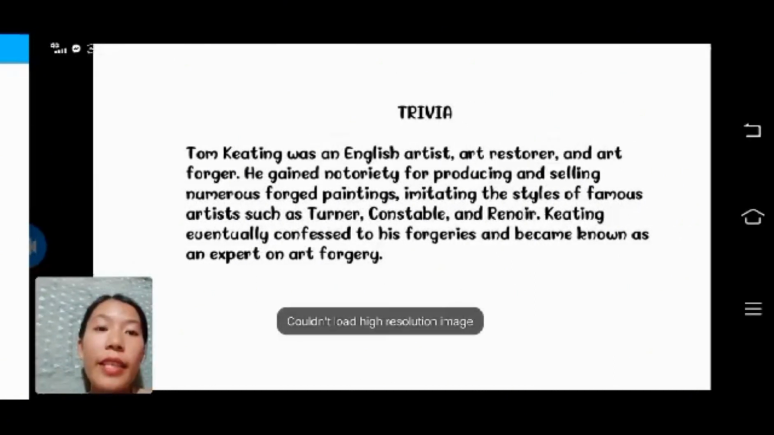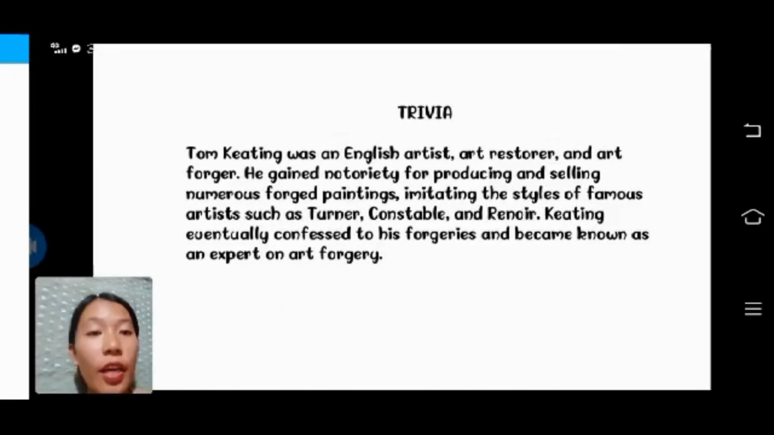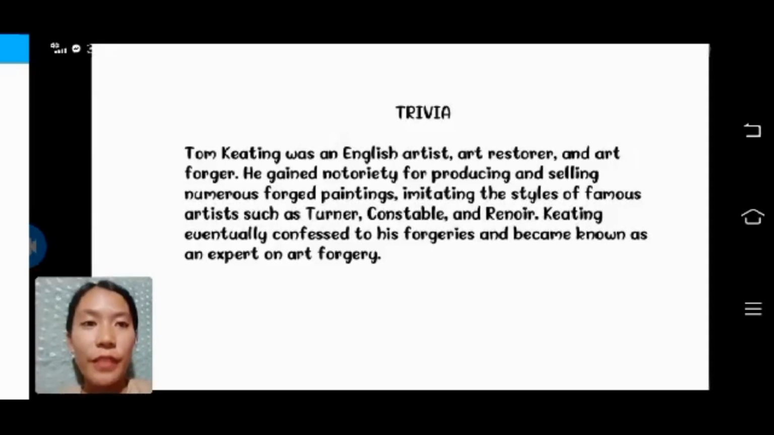So trivia: Tom Keating was an English artist, art restorer, and art forger. He gained notoriety for producing and selling numerous forged paintings, imitating the styles of famous artists such as Turner, Constable, and Renoir. Keating eventually confessed to his forgeries and became known as an expert of art forgery.